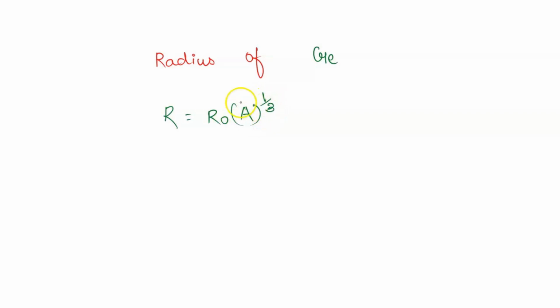Do you know the 1 over 3? Now, do you know the meaning of every symbol here? R naught is the fixed quantity which has a value of 1.1 Fermi. Now, a Fermi is nothing but 1.1 multiplied by 10 raised to the power minus 15 meters. Fermi means something that is multiplied by 10 to the power minus 15.